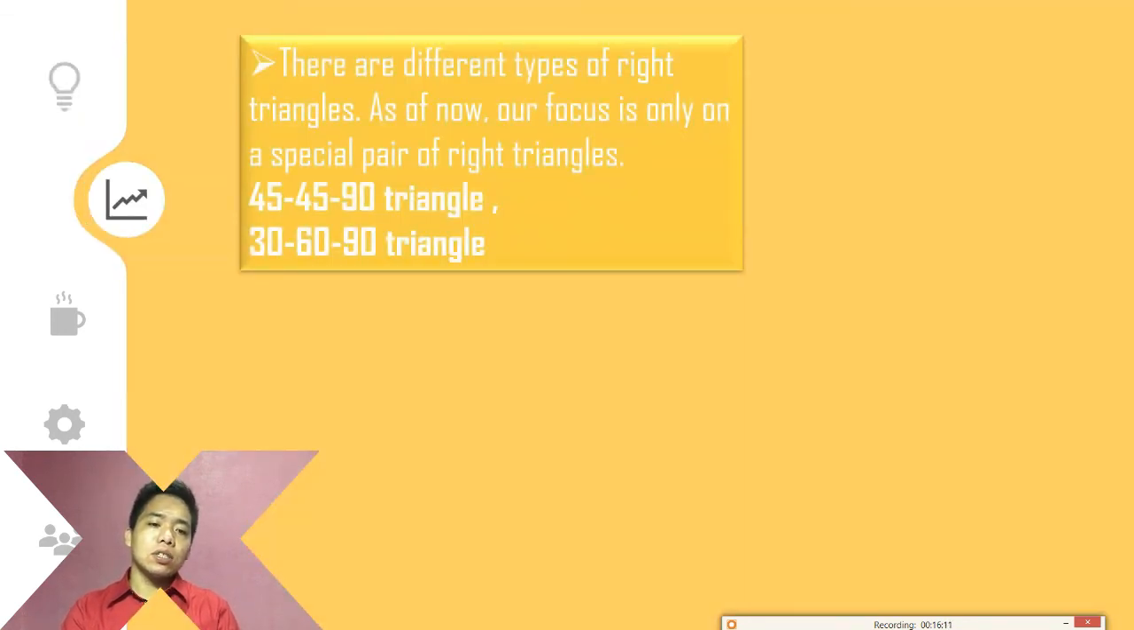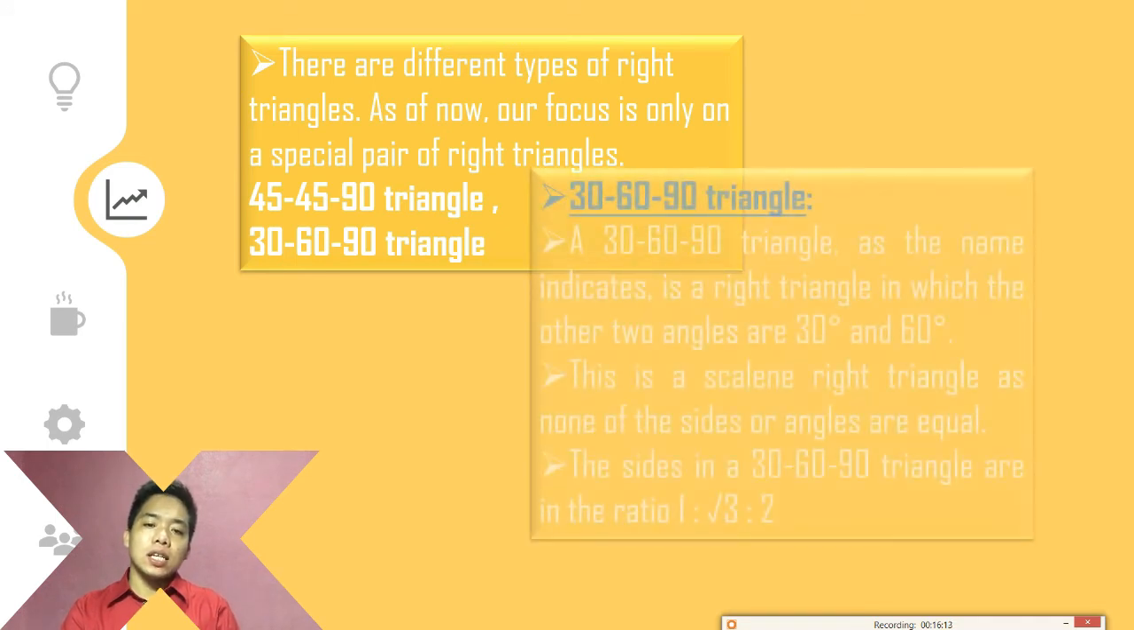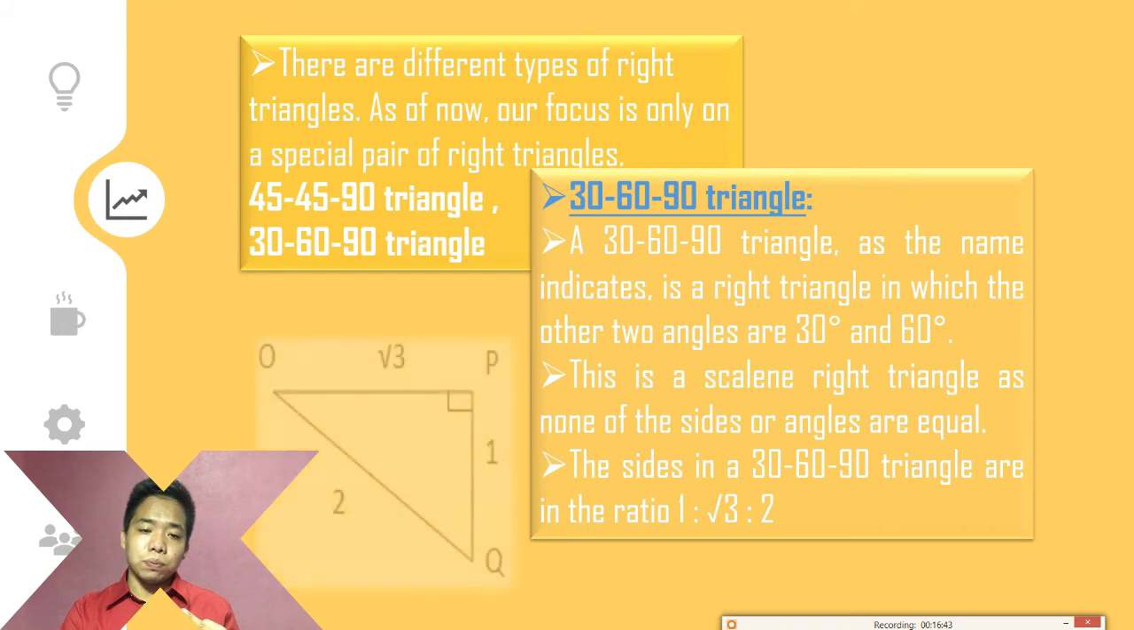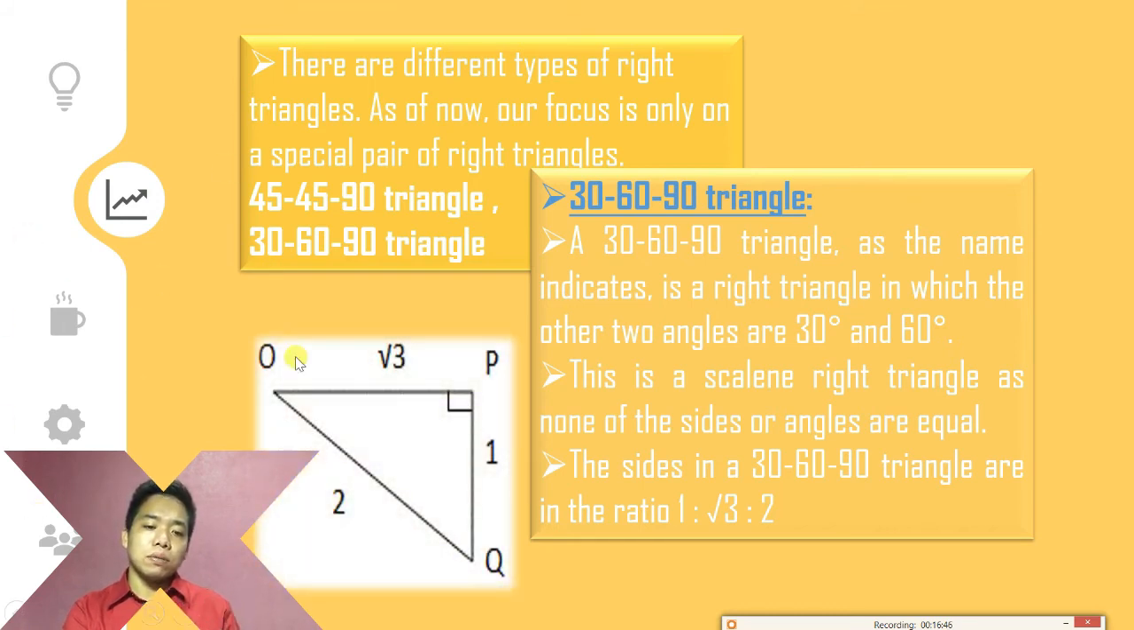Second type is the 30-60-90 triangle. So from the name itself, one angle measures 30 degrees, the second angle measures 60 degrees, and the third angle is the 90-degree angle. So this is a scalene triangle. No angles or sides of common length. In this 30-60-90 triangle, the sides have the ratio of 1, square root of 3, and 2. Why? So look at the figure.